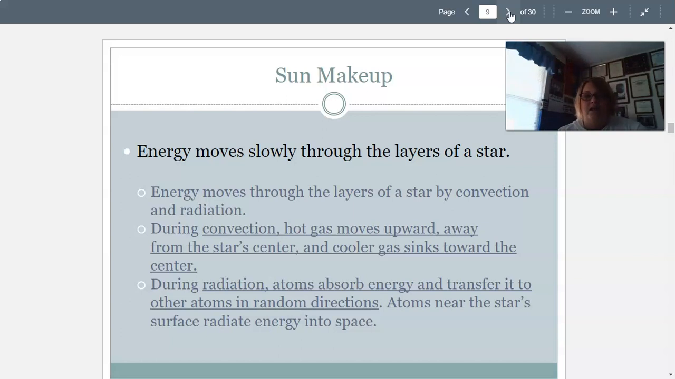Okay, so with a star, which the sun is, hot gas moves upward and away from the star's center, and then cooler gas will sink down towards the center. It's a constant cycle that's going on. And then during the radiation, think atoms absorb energy and transfer it to other atoms in random directions. It's radiating out. Okay? It's like you take a bucket of bouncy balls and you dump them in the same area. They're not all going to bounce in the same way. They're going to bounce out. Same with radiation. Okay, atoms near the star's surface will radiate energy out to space.